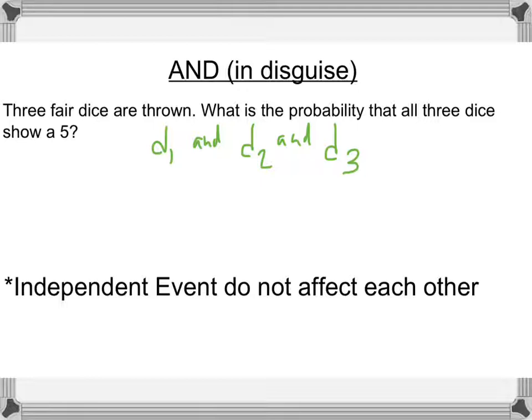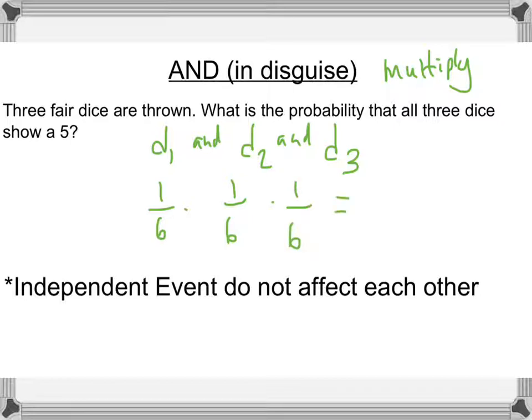It's not that one or the other or the last one have 5. So it's not like you're throwing 3 dice and you're looking that if there's 1 or more 5s on there. You want all 3 of them to be 5. So this is your and statement. So this is when you're going to multiply the probabilities. Okay, so let's get the probabilities of each one. The probability of getting a 5 on the first die is 1 out of 6, because there's one side that displays a 5. The probability of getting a 5 on the second one is 1 out of 6. And the probability of getting a 5 on the third one is 1 out of 6.